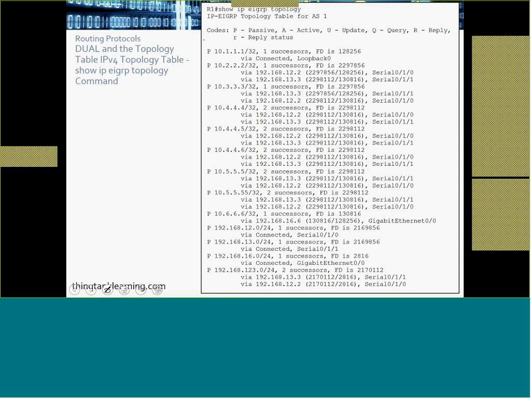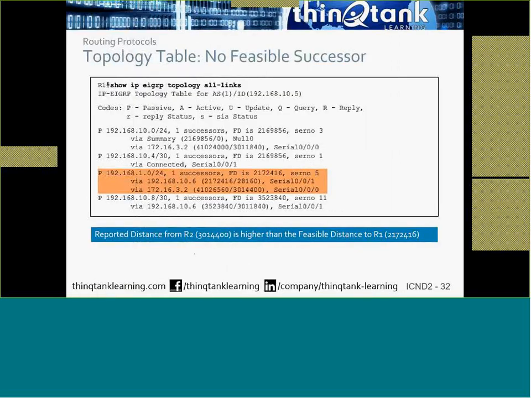Now, when you run this command, show ip eigrp topology, all you're going to see in the output are successors and feasible successors. You will not see the other routes that don't qualify. They're still there. They're in the database, but you won't see them. In order to see every single route, you have to use the command show ip eigrp topology all-links. All-links will allow you to see all of the networks. Does that make sense?